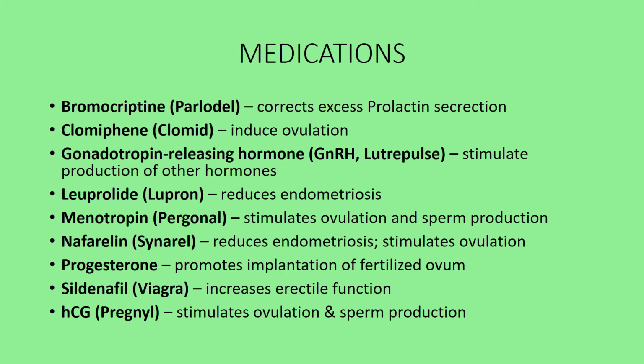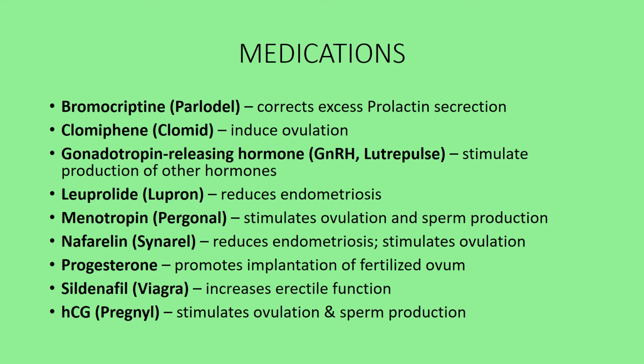Some common medications that are used, the first one is bromocriptine, also known as Parlodel. This corrects any excess prolactin secretion by the pituitary, which then stimulates ovulation and helps support pregnancy. Clomiphene, also known as Clomid, induces ovulation. It can be used in conjunction with the HCG. Gonadotropin releasing hormone, or GnRH, Lutrepulse. This one stimulates other hormone production, which therefore stimulates ovulation and production of testosterone and sperm.